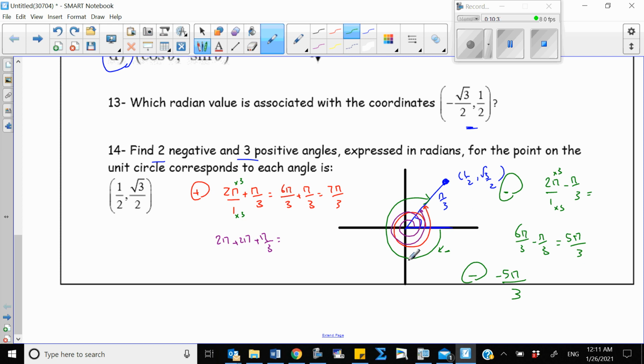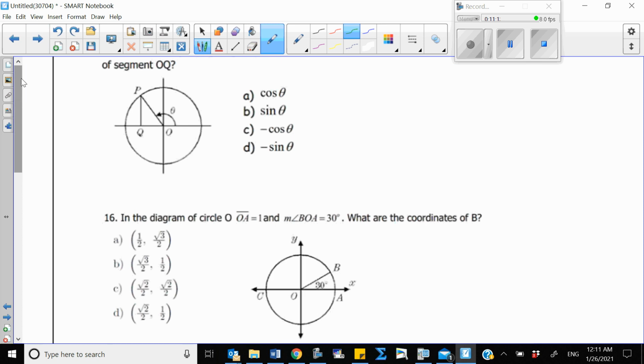And if you want to find another negative one, you just need to make another full circle and then go back here. So it's basically negative 2 pi, because as you make one full circle, it's negative 2 pi, plus negative 5 pi over 3. So find a common denominator and solve it. Let's go to the next part here.